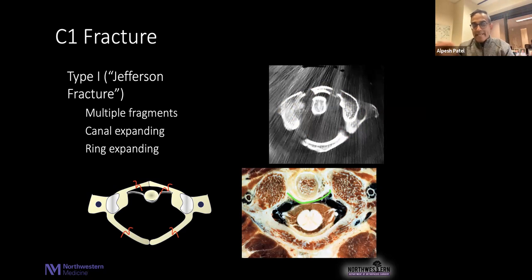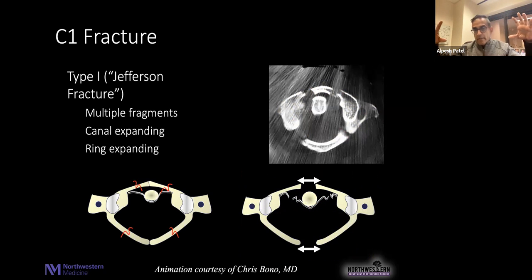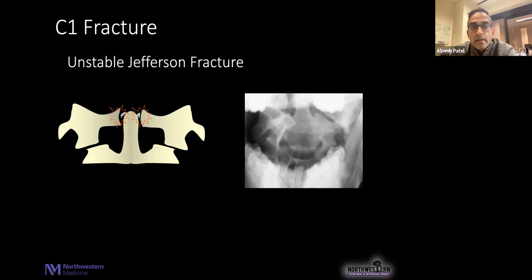So the only thing holding it together is this transverse ligament, which is highlighted in green here on the cadaveric slide. And if you have enough spread, if those fragments, left side of C1, right side of C1 spread enough, you can attenuate the transverse ligament, or you can frankly disrupt the transverse ligament. And that's what leads to an unstable Jefferson fracture. So Jefferson fractures with the transverse ligament intact are stable. Once the transverse ligament is gone, they're unstable. And I think that's a really important differentiator. That's fair game for OITE. That's fair game for boards.